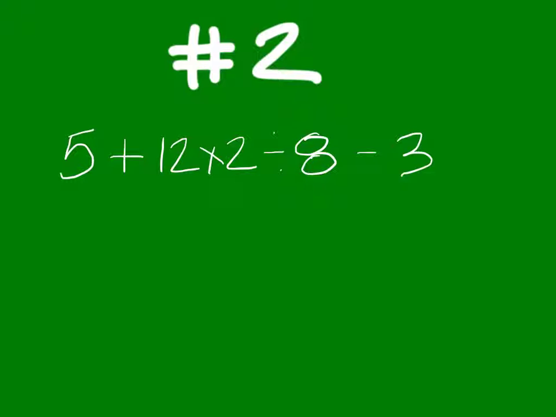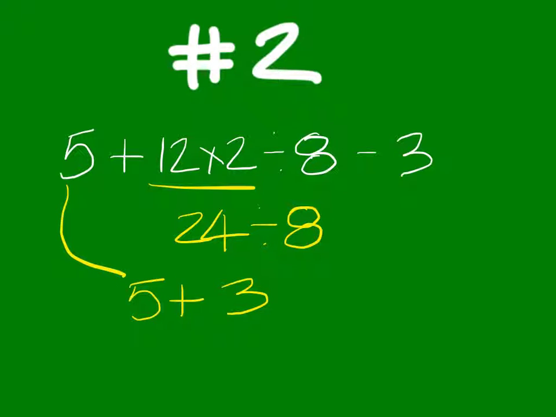On this problem, you should do 12 times 2 to get 24, and then divide by 8 to get 3. So you have 5 plus 3 minus 3, which is 5.